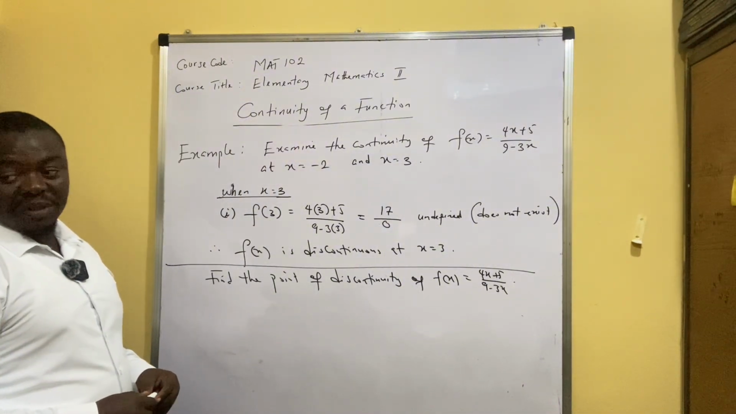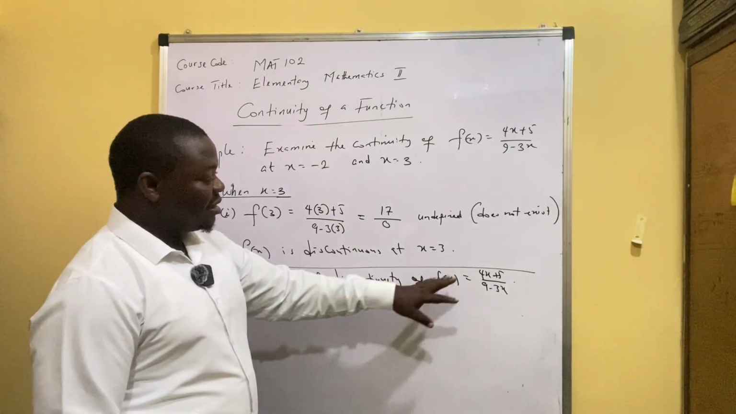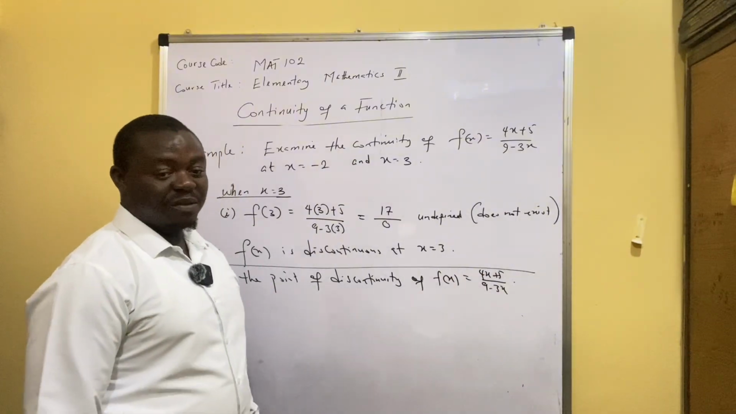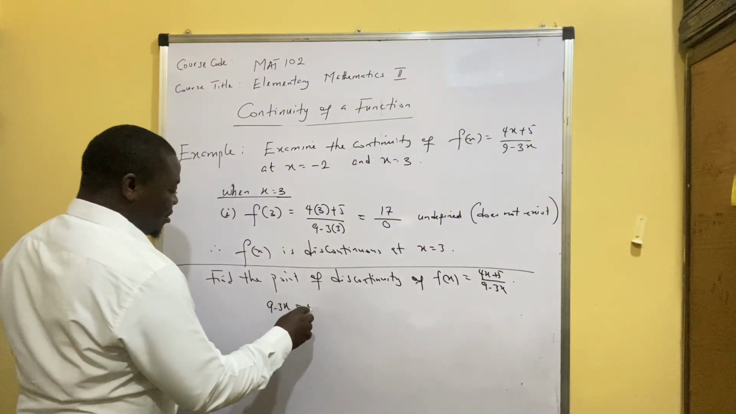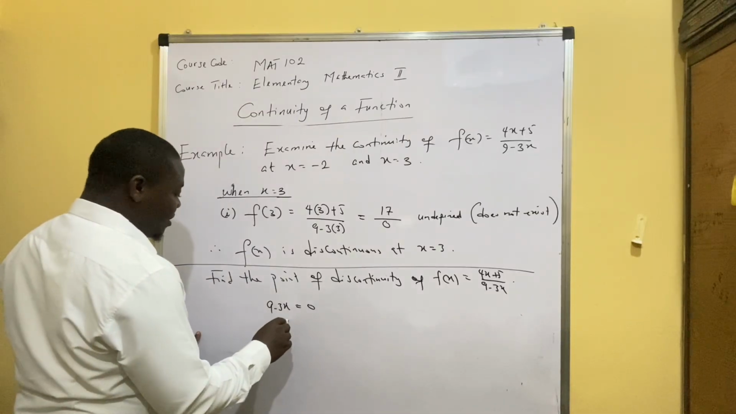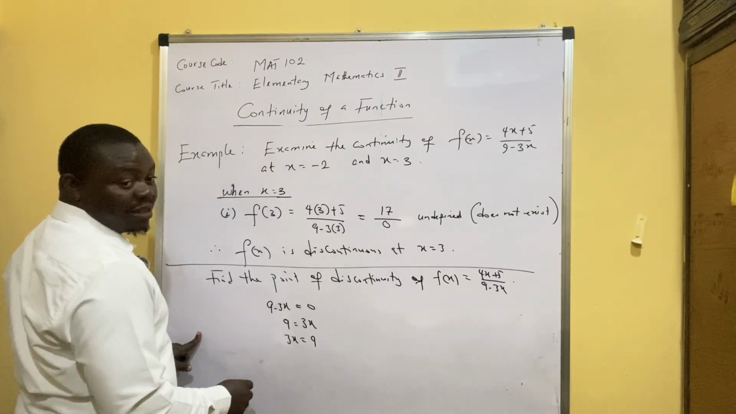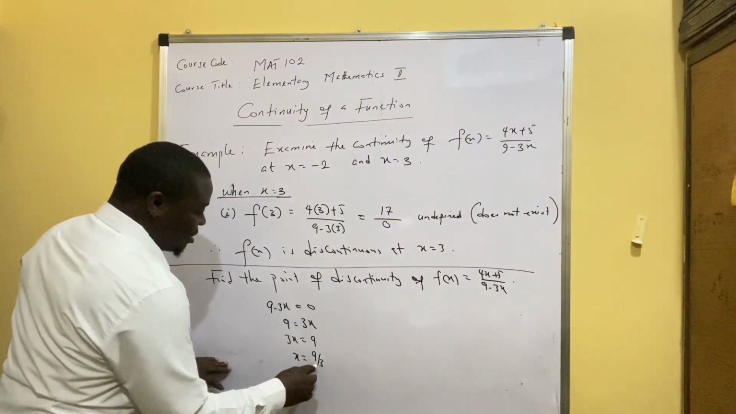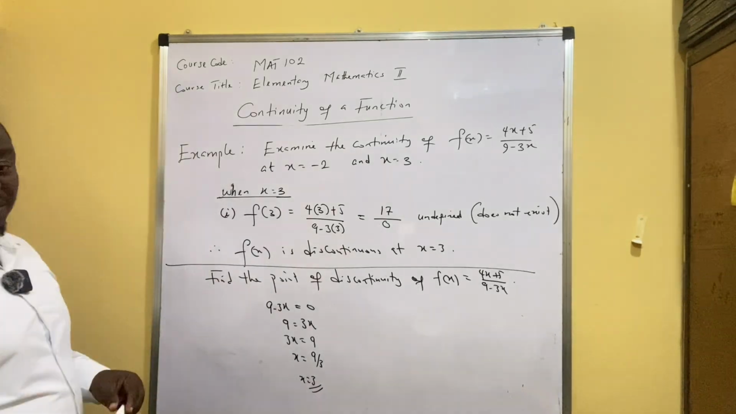Exactly. So if you have to find the point of discontinuity of f of x, of any function, if it's a rational function like that, you just need to find the value of x that makes the denominator equal 0. Okay, so all we need to do is to say that 9 minus 3x equals 0, right? So from here we have 9 is equal to 3x, which means the same thing as 3x equals 9. Then we can divide both sides by 3. So we have x equals 9 divided by 3, and that means x equals 3. So that gives you the point of discontinuity.